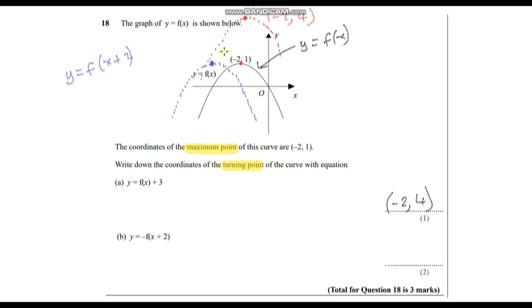So now this is our turning point, and the coordinates of that point, well, if we're going 2 spaces to the left, it's going to be -4, 1. Because we're not going up or down, we're only going to the left. So this is the graph of this equation.